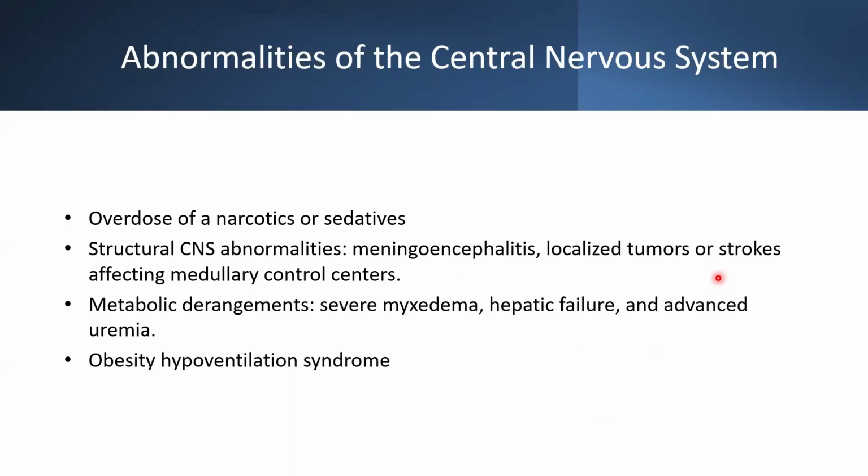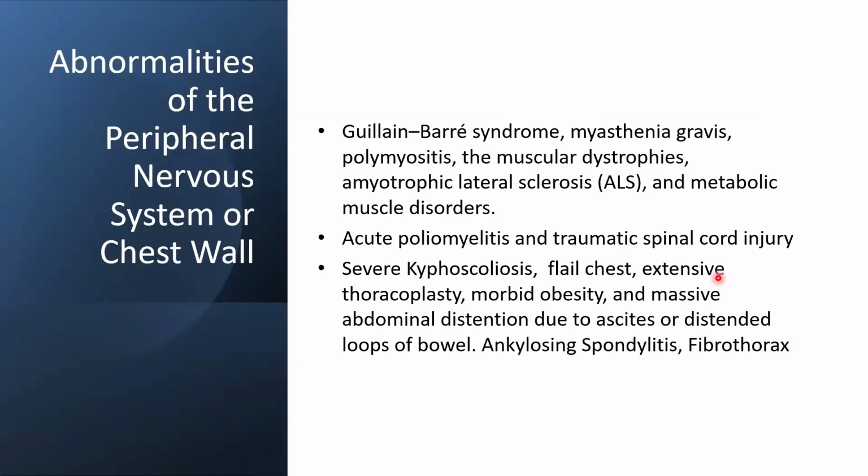Certain anomalies of the central nervous system, like sedation due to any reason, whether that is due to narcotics or due to CNS disorders like meningitis, tumors, or strokes, or AV malformations, or vascular pathologies, or metabolic derangements like severe edema, hepatic failure, and advanced uremia, can all present as type 2 respiratory failure. Similarly, when the control of the breathing system is damaged due to anomalies of the peripheral nervous system like GBS, myasthenia, polymyositis, certain muscular dystrophies, ALS, and metabolic disorders, then similarly type 2 respiratory failure occurs.